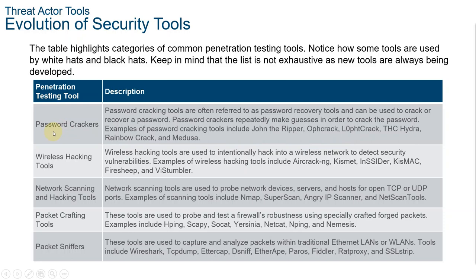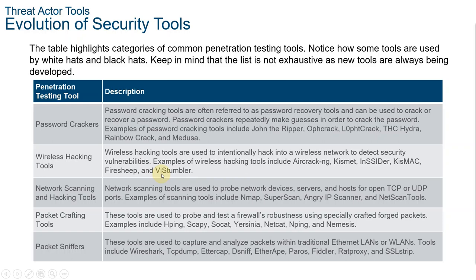Password cracking tools are often referred to as password recovery tools and can be used to crack or recover a password. Password crackers repeatedly make guesses in order to crack the passwords. Okay, so the next one is wireless hacking tools. Wireless hacking tools are used to intentionally hack into a wireless network to detect security vulnerabilities. Examples of wireless hacking tools include Aircrack-ng, Kismet, inSSIDer, KisMAC, Firesheep, and NetStumbler.